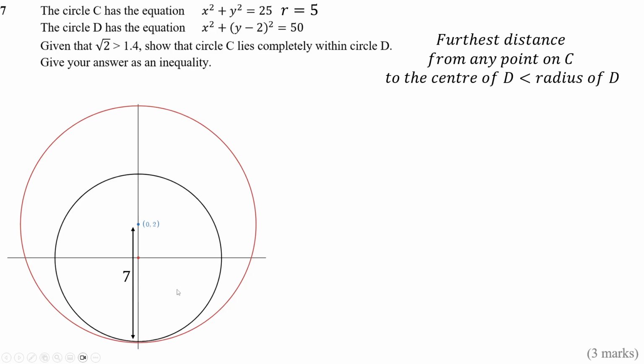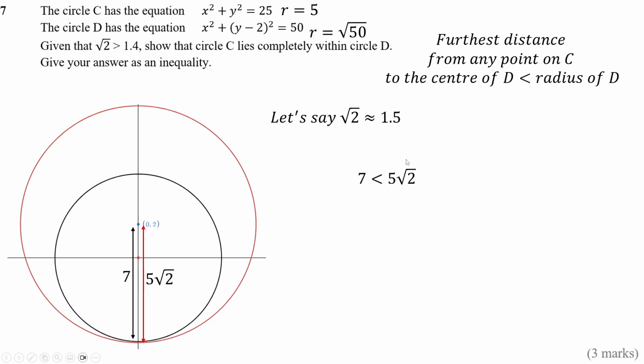Okay, and then the radius of this here will be root 50, so that's from here to that red circle there. So that's root 50 or 5 root 2. Same thing. We have to show that 5 root 2 is greater than 7. How can we do that? Well, we're told that root 2 is greater than 1.4. Let's just say it's 1.5. It's not 1.5, but let's just say so.